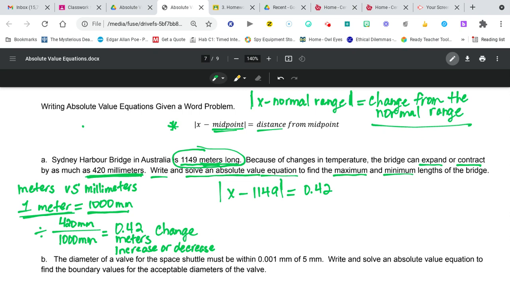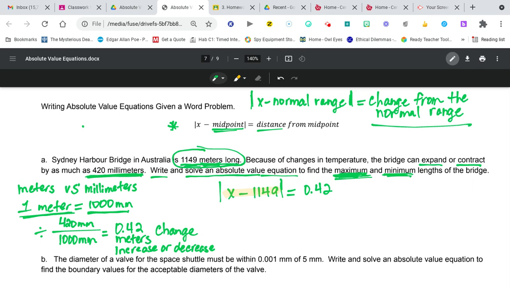So when I get ready to solve this, I still solve it the same way. I take the inside and set it equal to a positive version of 0.42 and a negative version of 0.42. If I set it equal to a positive version, it will help me figure out one of these, either the maximum or the minimum. So I'm going to do the positive, but just keep in mind, if you set it equal to the negative, you're going to end up subtracting, and it's going to reduce this number. So that's going to give you the minimum.